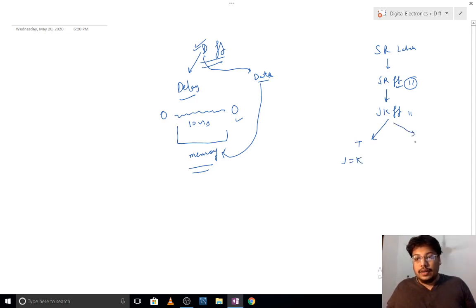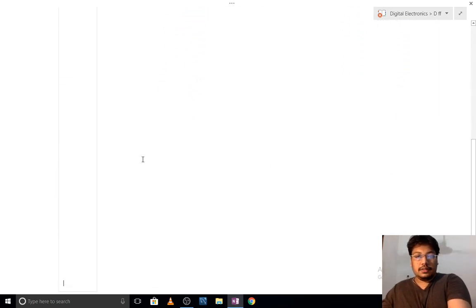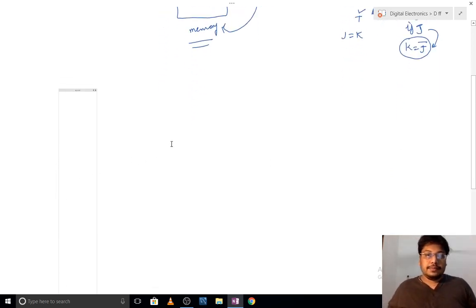But in the case of D, we have done this. In the case of D, if J is present, then K equals J bar. It's just a NOT of this. K is NOT of what? J. Right? So first, we will create the circuit of D flip-flop.